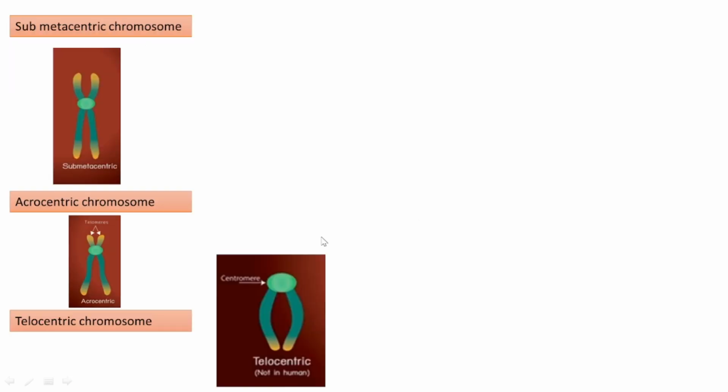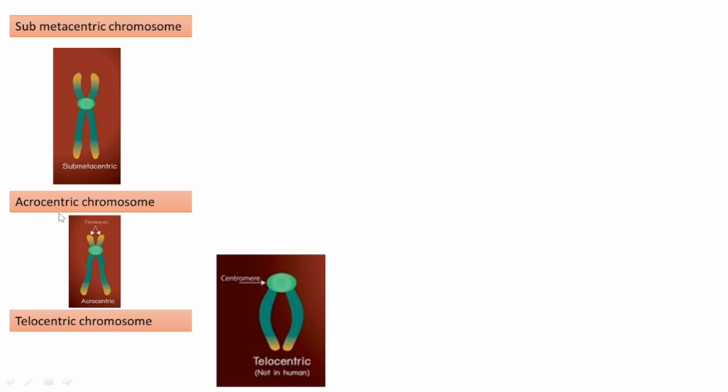Next, submetacentric chromosome. Look, what is the difference when compared with the metacentric? Here, the position of the centromere is off-center. Off-center means it is somewhat located away from the exact central position. That is submetacentric. And what would be its shape during the anaphase stage? This chromosome attains a J shape because the centromere is moved more towards one end. That's why, as this chromosome is pulled to one pole, it attains a J shape.